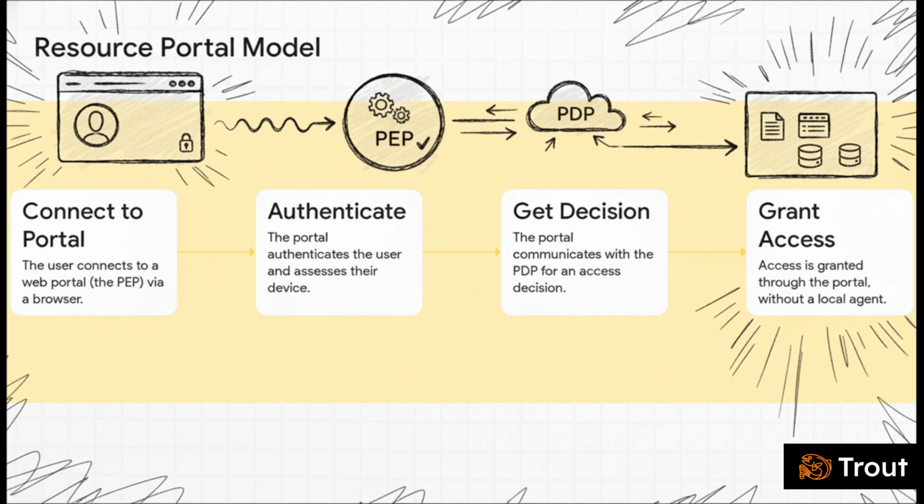This second popular approach is a resource portal. Now, the big difference here is there's no agent to install. The user just opens their web browser and goes to a specific portal. That portal is the PEP. It handles the authentication, it can check the device's posture, and then it grants access to applications, usually by proxying them right through the portal itself.